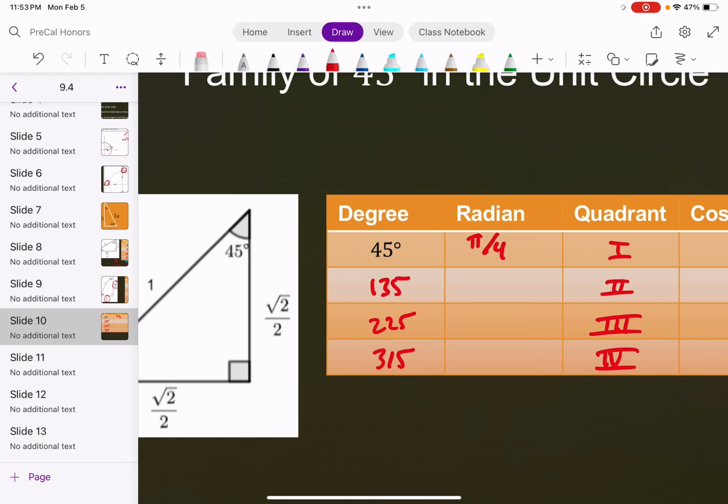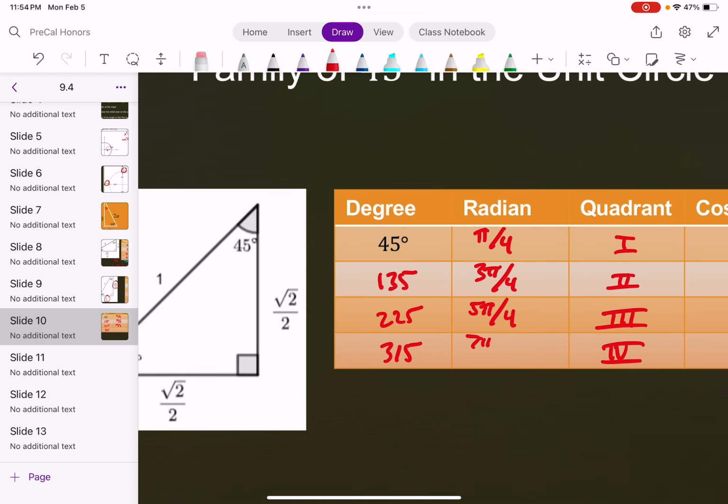And putting together our radians. 135 times pi divided by 180, which reduces to 3 pi over 4. So our final answer here would be 3 pi over 4. If we're looking at 225, that would be 5 pi over 6. Actually, not 6. Sorry about that. That would be 4. And our last term would be 7 pi over 4.